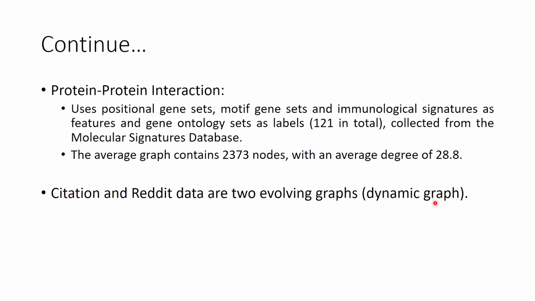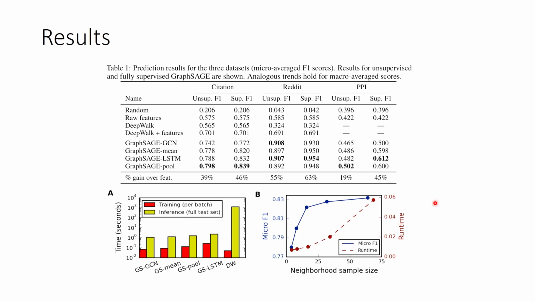In dynamic data, we get unseen nodes, and by sampling and aggregation, GraphSAGE can solve this type of challenge. Results of three datasets are given in F1 score. F1 score is composed of recall and precision, and is equal to 2 times recall times precision divided by recall plus precision.